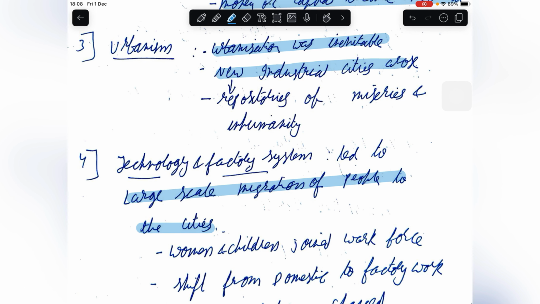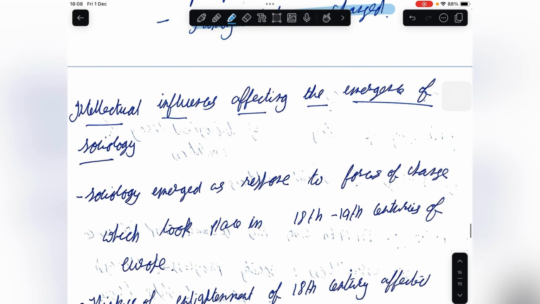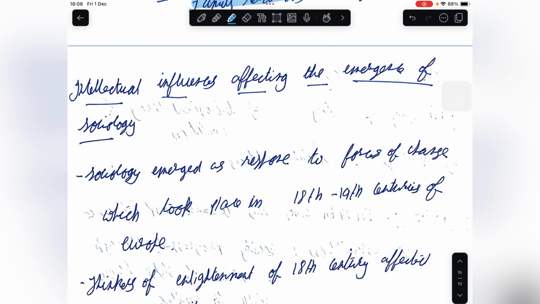So yeah, factories, it's basically the same. Women and children also joined the workforce. Shift from domestic to factory work. So women shifted from domestic to factory work. So family relations changed. So that's about all these revolutions. I believe I covered everything.